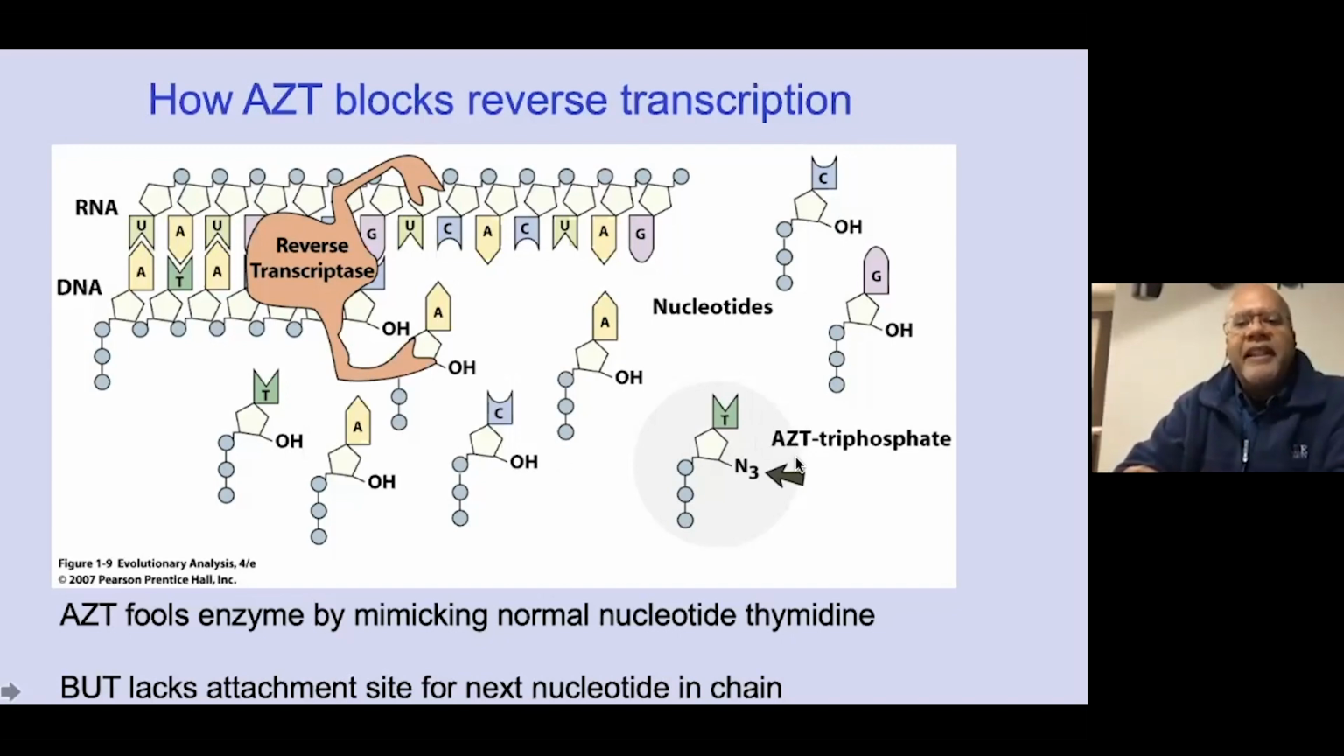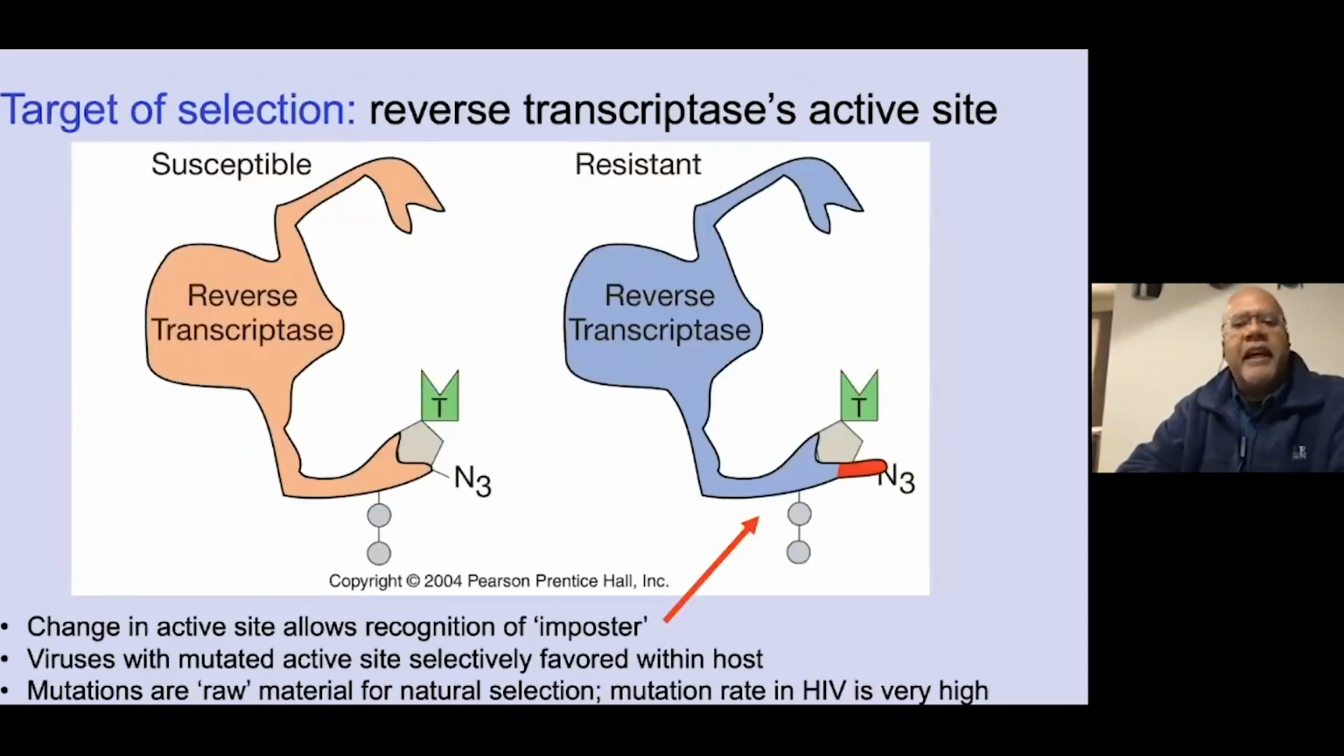So what is AZT? It's basically AZT triphosphate here that has the wrong group. It has an N3 group rather than an OH group. And when this transcriptase enzyme is fooled into bringing it into this chain, thinking it's ordinary thymidine, then it's got a problem. It should stutter out and stop because the OH group is missing. So AZT fools this enzyme by mimicking the normal nucleotide thymidine, and it lacks this attachment site for the next nucleotide in the chain.